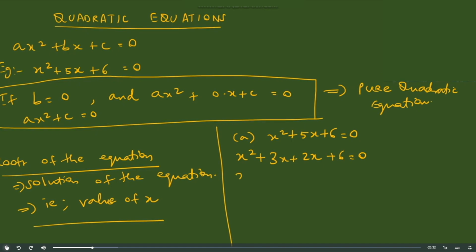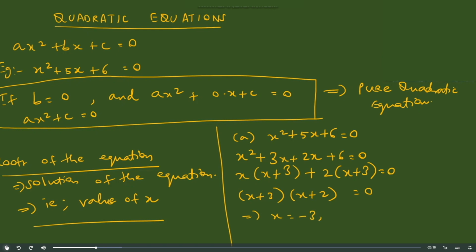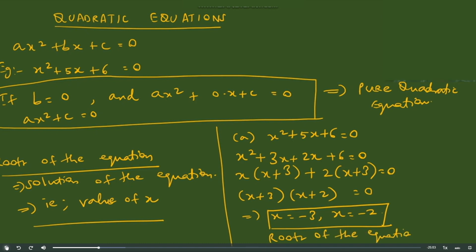Now we take out the common factor, x into x plus 3 plus 2 into x plus 3 is equal to 0. This is x plus 3 into x plus 2 is equal to 0. So x is equal to minus 3 and x is equal to minus 2. Now these two, x equal to minus 3 and x equal to minus 2, are called the roots of the equation.